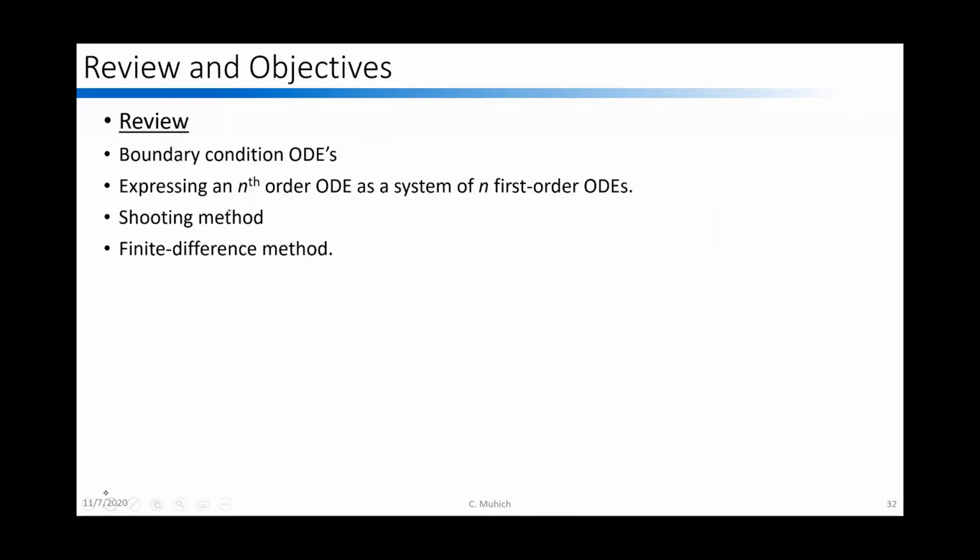All right, that's going to wrap up what I want to cover for today. We talked about boundary condition ODEs. We talked about how we can break up an nth order ODE into several first order ODEs, just like we did for initial value problems. And then we talked about the two different types of boundary conditions. We spent a fair amount of time talking about the shooting method, and then we started our discussion on the finite difference method. We'll come back and visit the finite difference method again next time, delving a little bit more into depth in more complicated problems. All right, see you in class.